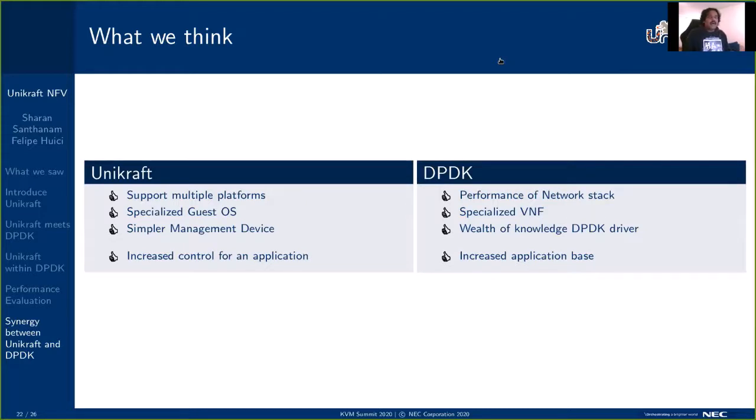And that's to conclude my talk on Unikraft. We made a comparison. Unikraft provides multiple platform support and a specialized guest OS, whereby we optimize for image size, memory consumption, and boot times at the same performance. And we have simpler device management for a DPDK application, and we provide increased control for an application compared to that of a Linux guest VM. DPDK provides the benefit of a highly optimized network stack, specialized VNF functionality, and a lot of untapped potential from the DPDK drivers. So I think the two projects go hand in hand in the VNF domain, and it is beneficial to use Unikraft as a DPDK image in virtualized network functions.